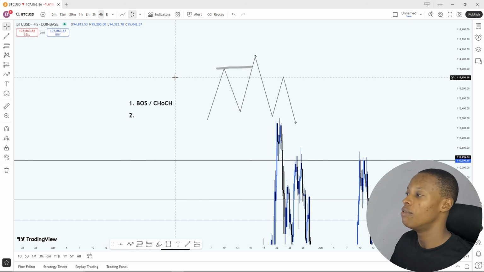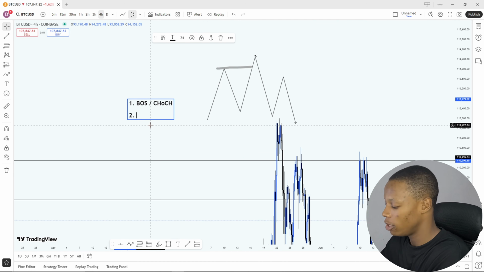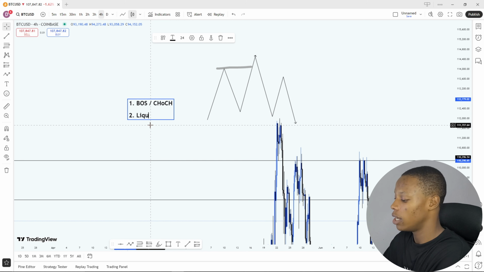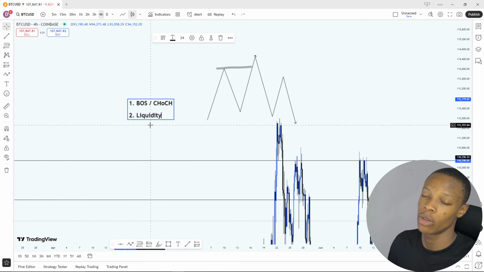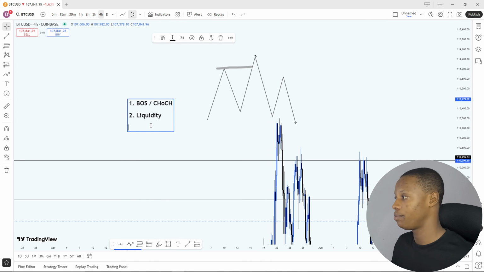So that's how I know if I'll be buying or selling. If the price breaks any structure, I will know if I'll be buying or selling that market with what the price did. Then the second thing is the liquidity. I believe by now you guys know what liquidity is. I guess that was what I did in my last video. So go through my last video and understand liquidity, which is going to help fuel the move.